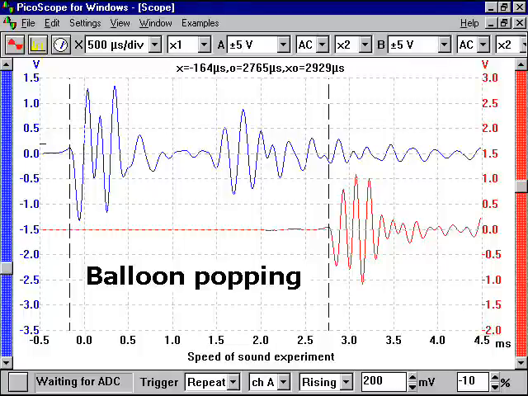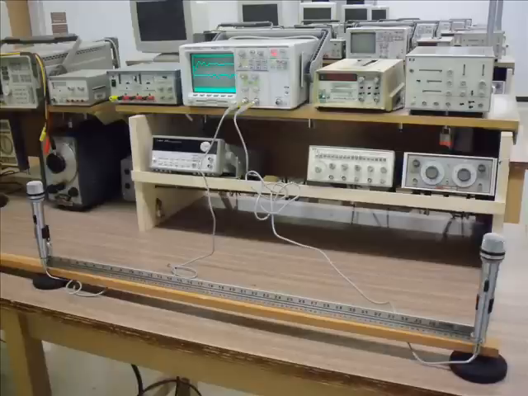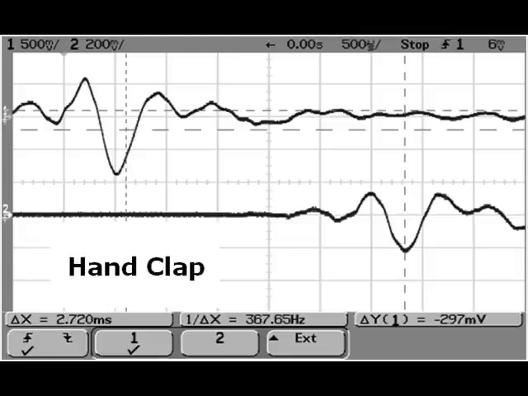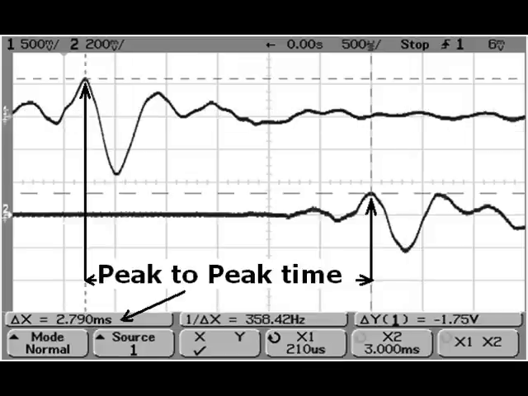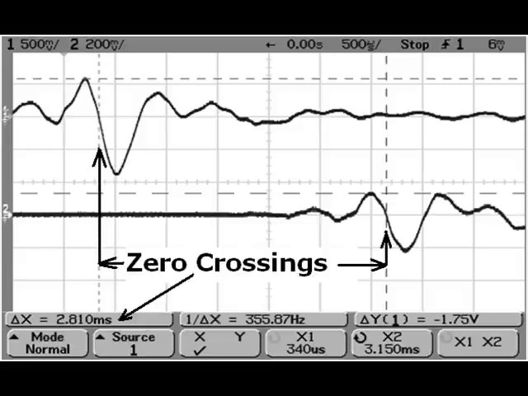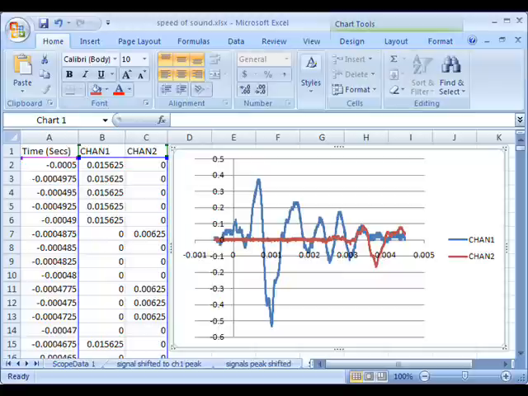Any sound can be used as the stimulus, but a quick sharp sound like a balloon bursting, which was used by Picotech, or a hand clap, which I used, is best. Because the signal does not repeat, a single sweep oscilloscope measurement is necessary to capture the signals for display and analysis. Once the signals are captured, time data from similar points can be indicated on the oscilloscope and downloaded to the computer.